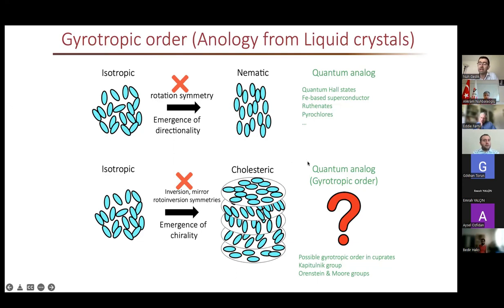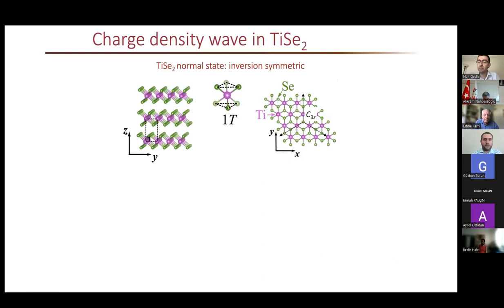So there have been some candidates. People were excited about possibly cuprates being something like this, but I don't think that is the case. But there was another material that was suggested that it would actually display this property. It was a charge density wave in titanium diselenide. So let me show you the crystal structure of this material.